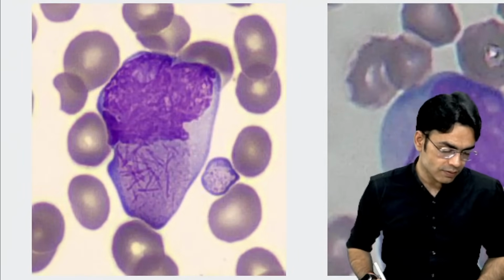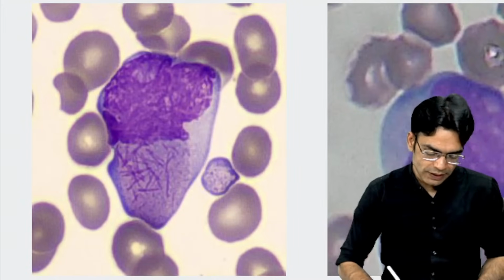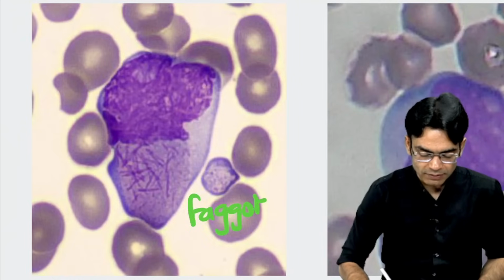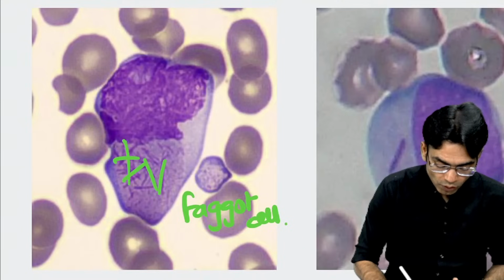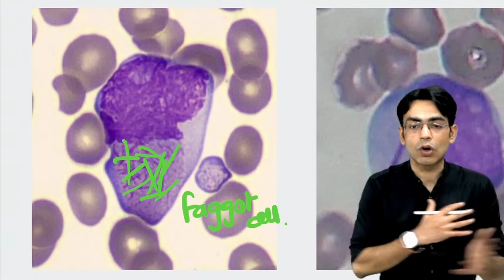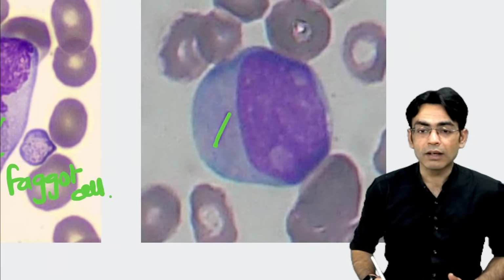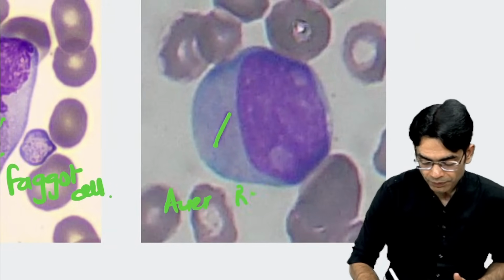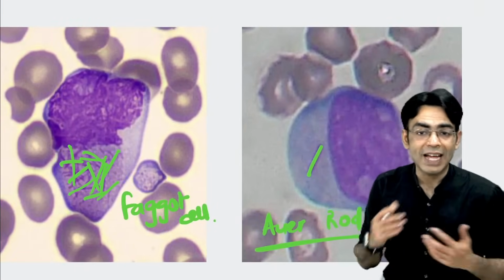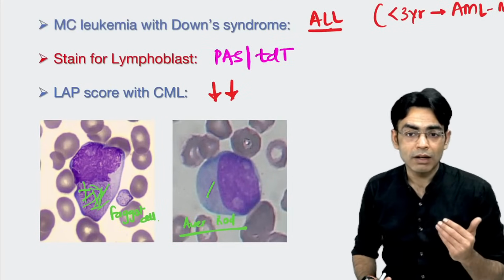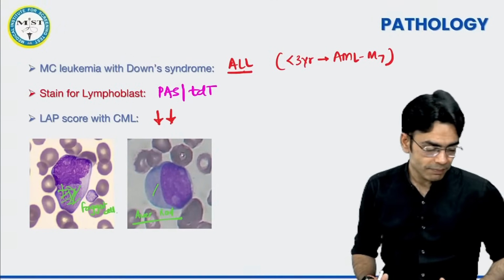Which cell is this? Yes, it will be less than 40. You are right. Which cell is this? Yes, you people are right. This is your faggot cell. These are your Auer rods, crisscross rods. A single one is called an Auer rod. When they are crisscross, you call them a faggot cell, seen with AML, acute myeloid leukemia, and that too AML M3. Okay?